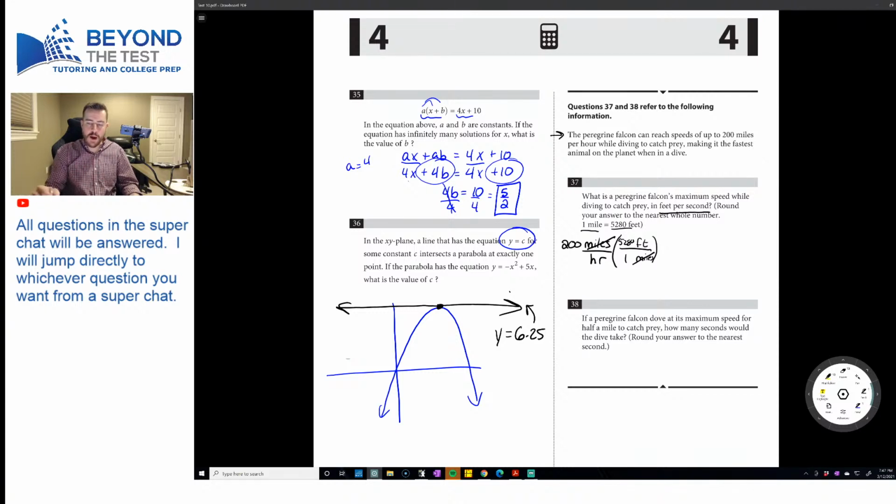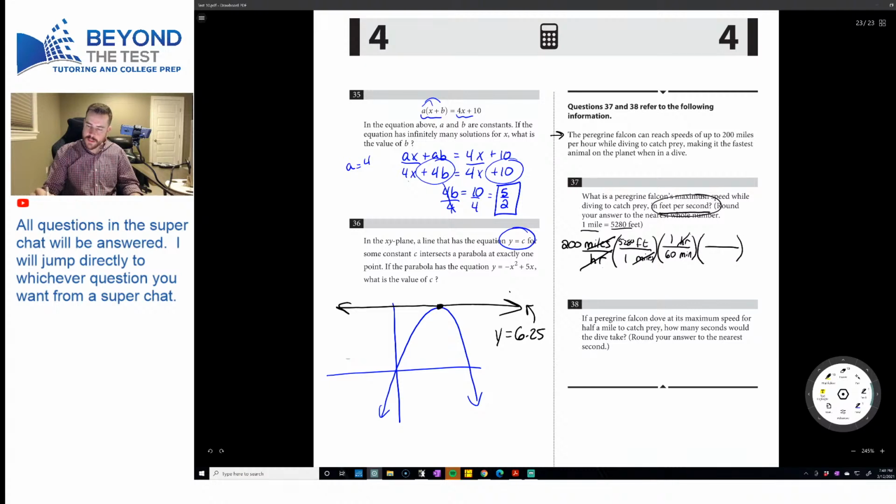But I don't want feet per hour, I want feet per second. So now we've got to convert the hours. If I have hours on the bottom, I'm going to put hours on the top. Let's start with hours to minutes, because I know that 1 hour is 60 minutes. So the hour will get rid of the hour. Now I'm left with feet per minute. But again, I don't want feet per minute, I want per second.